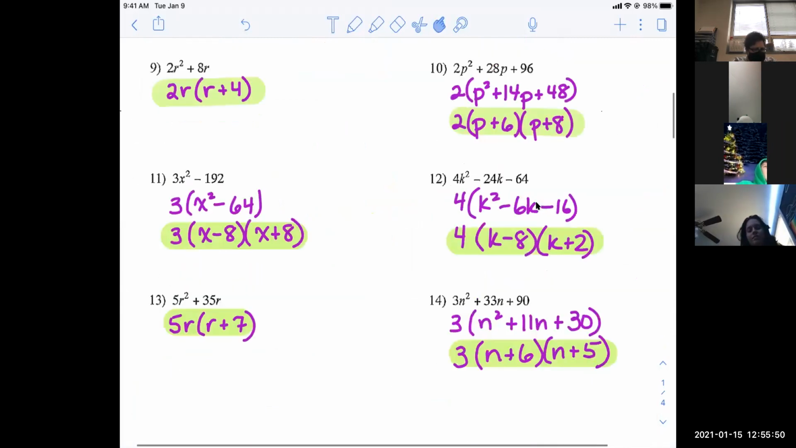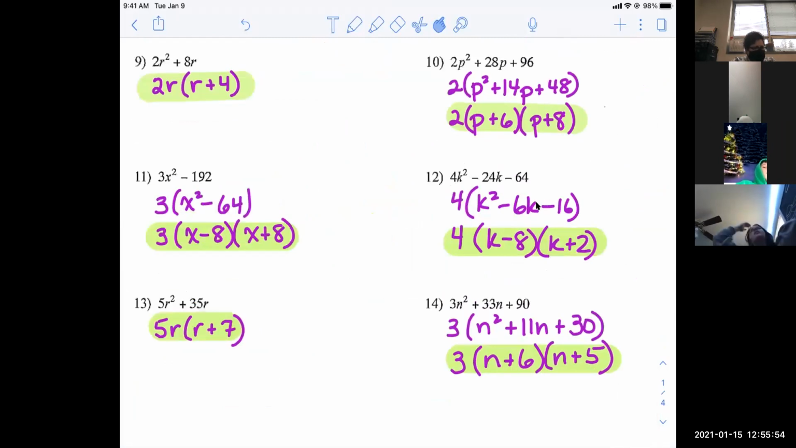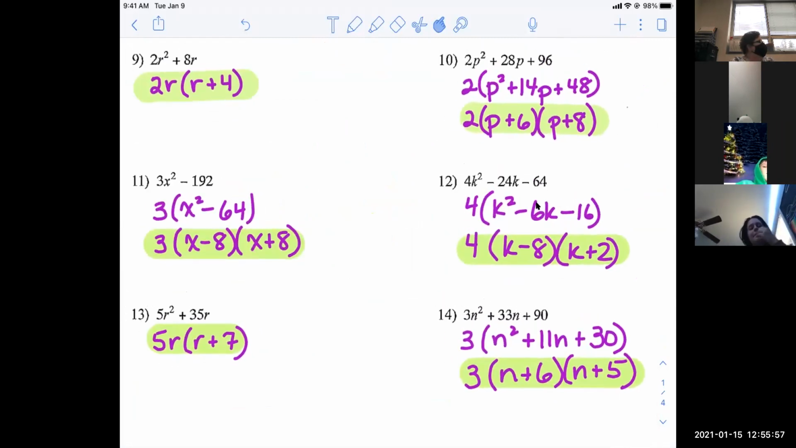Okay, yeah, number 10, 12, actually all of those had a GCF, right? What does GCF stand for? Greatest common factor. Jaron, what does it mean to have a greatest common factor? Does it have to be a number? Like on that one right there, that's not a number, right? It doesn't have to be a number. Yeah, that's what they have in common.